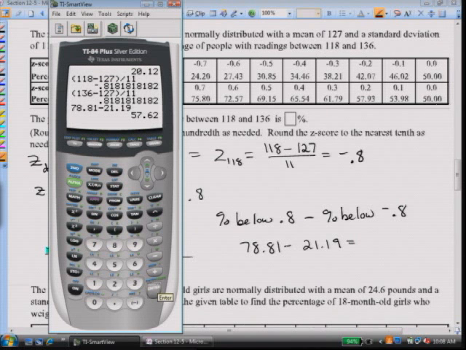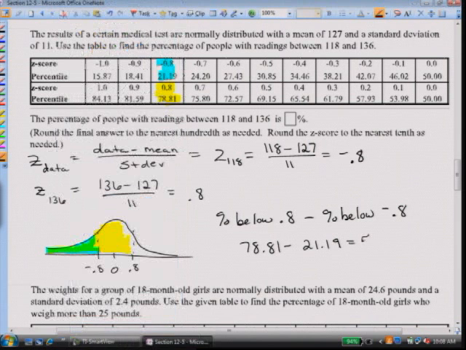And I get 57.62. So if 57.62% of the people that take this medical test will be within 0.8 of a standard deviation from the mean, or the average.